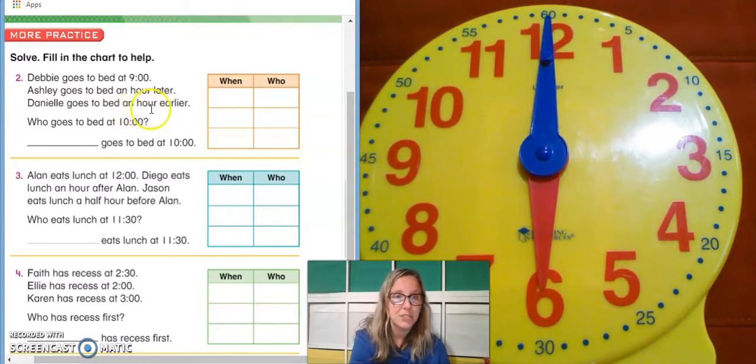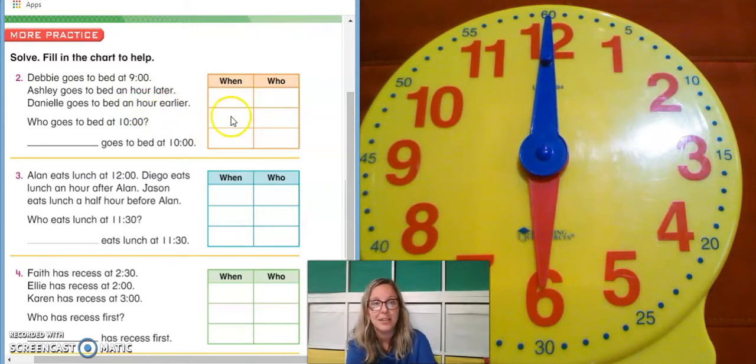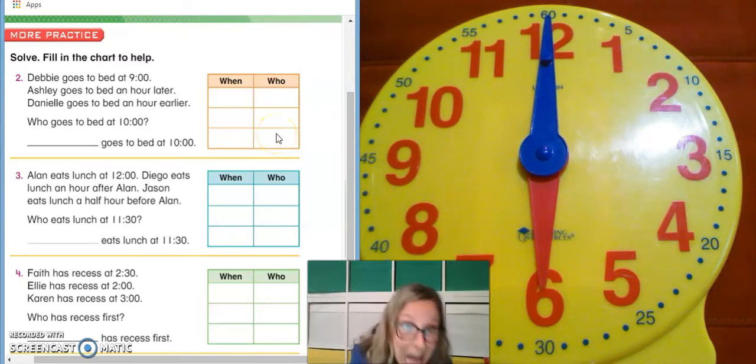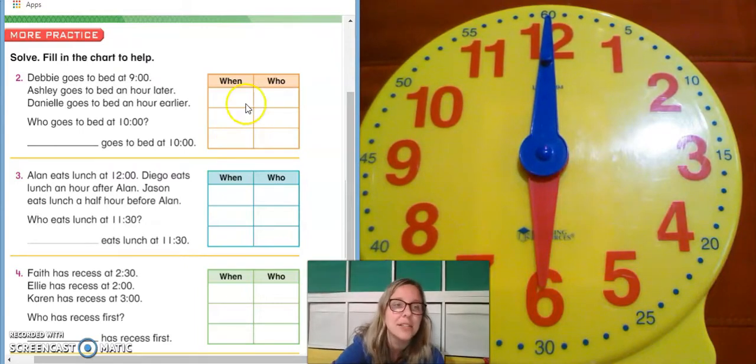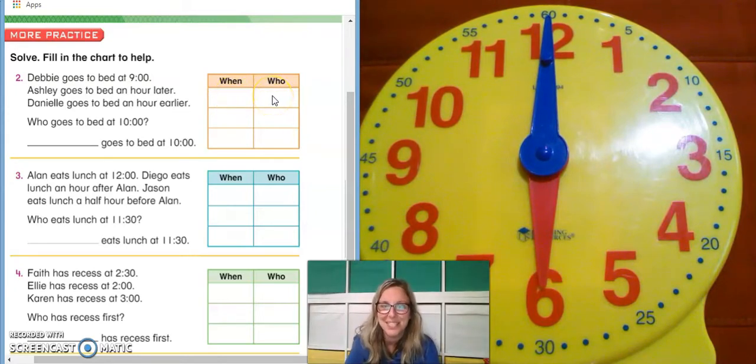So Danielle goes to bed an hour earlier. So our times, we got 9 o'clock is Debbie, so we'll put 9 o'clock here and put Debbie on the line. So 9 o'clock and Debbie. Ashley goes to bed an hour later, so that would be 10 o'clock. Put 10 o'clock here and put Ashley. And then Danielle goes to bed an hour earlier, so an hour before 9 would be 8. So put 8 o'clock here, and you could just put a D for Danielle if you want.